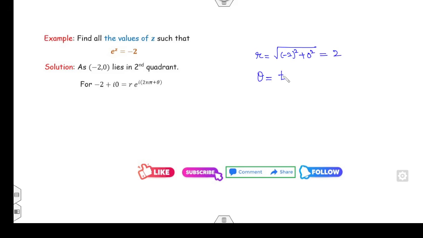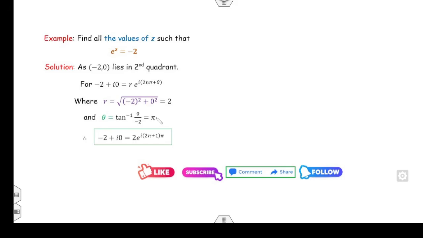Theta will be tan inverse y over x, that is tan inverse 0. But remember students, minus 2 lies in the border of the second and the third quadrant. That means, but the 0 lies in the first quadrant. How can you write? Lies between pi by 2 and pi. So that will be pi. Tan of pi will be 0. So your r is 2, theta is my pi.